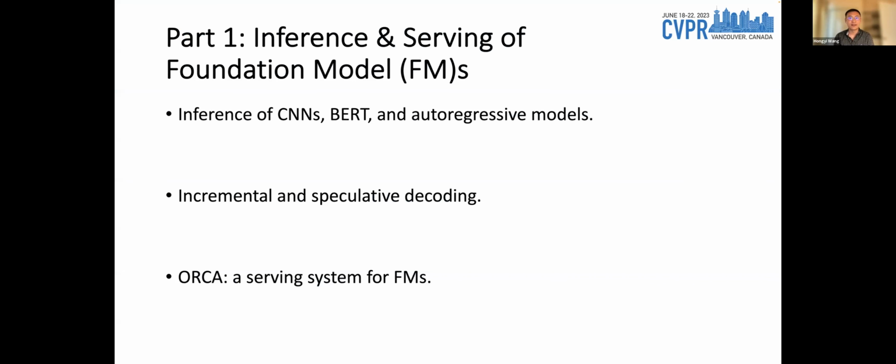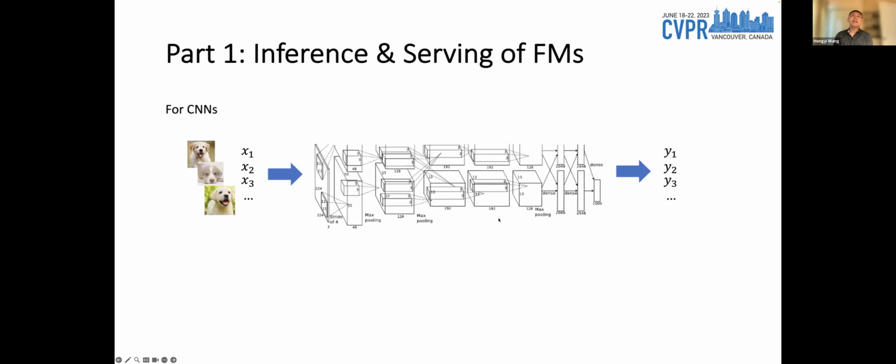We will also cover previously famous models, such as convolutional neural networks and BERT, but we'll mostly talk about autoregressive models for this part of the tutorial. We will talk about several optimization tricks for decoding autoregressive models, basically incremental decoding and speculative decoding. And we roughly cover a serving system called ORCA. All right. So let's talk about what's happening in inference.